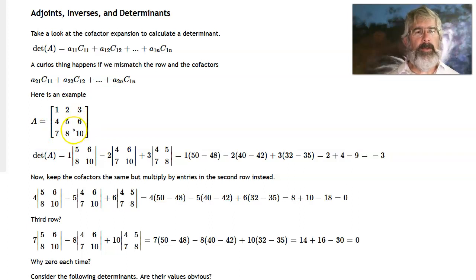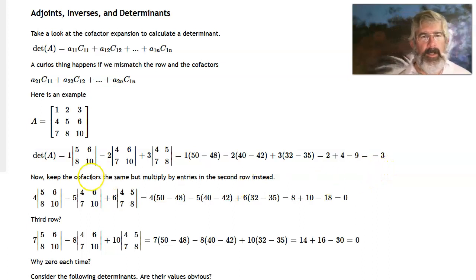Here's a 3 by 3 matrix. The determinant is, so I'm going to expand across the first row. There's the 1, 2, 3. And then the cofactors, the first cofactor is that little subdeterminant. Second cofactor is the 4, 6, 7, and 10, but with a minus sign. And then the third cofactor here would be 4, 5, 7, 8. Take that 2 by 2 determinant. And it turns out the determinant of this thing is minus 3.